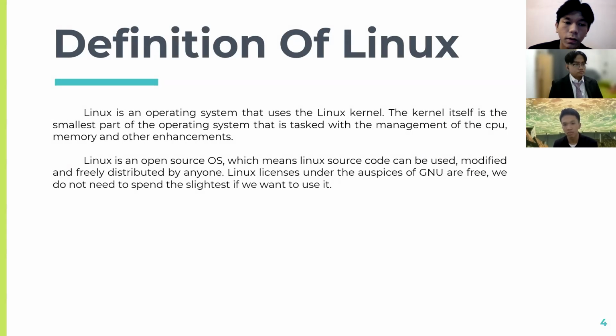Definition of Linux. Linux is an operating system that uses the Linux kernel. The kernel itself is the smallest part of the operating system that is tasked with the management of the CPU, memory, and other enhancements. Linux is an open source OS, which means Linux source code can be used, modified, and freely distributed by anyone. Linux licenses under the auspices of GNU are free. We do not need to spend the slightest if we want to use it.